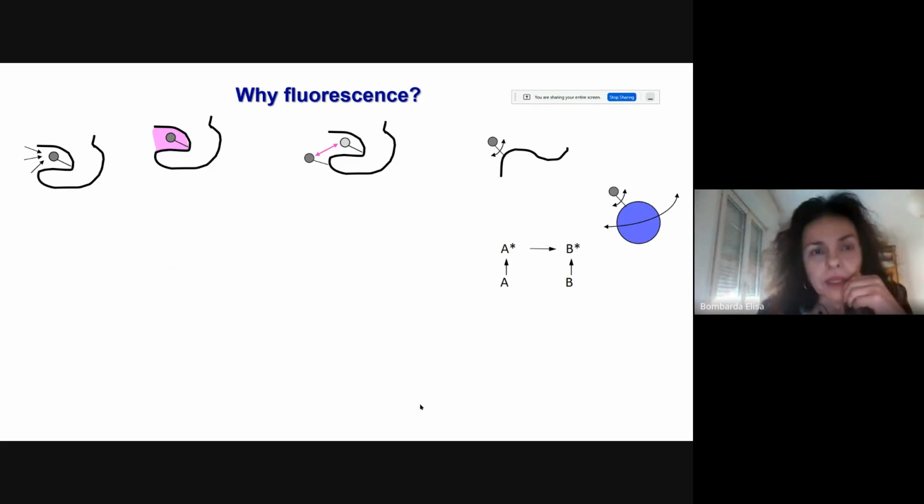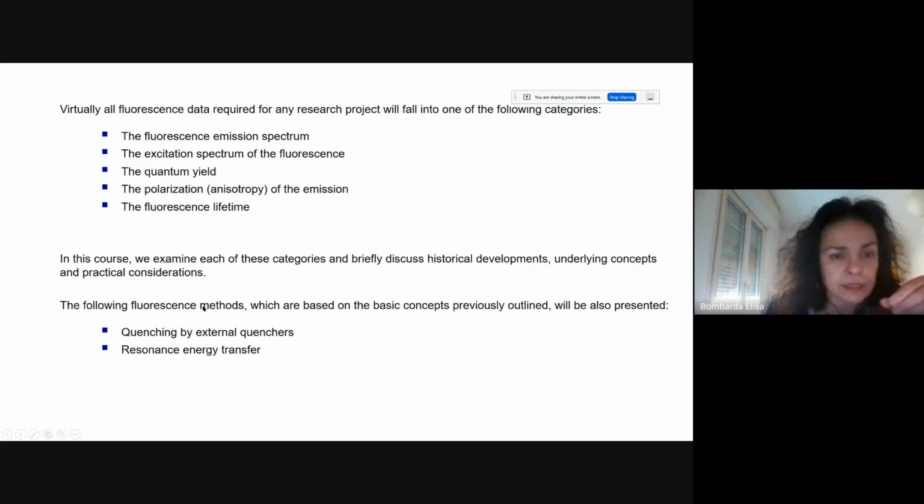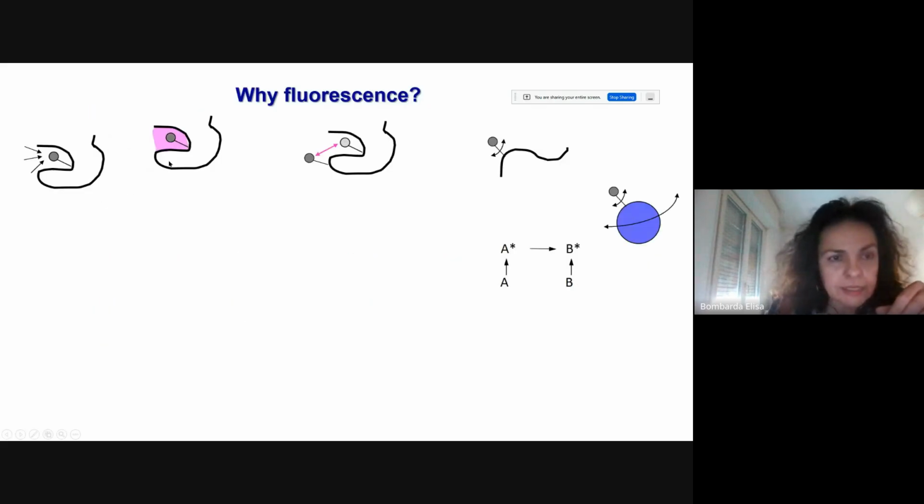Okay, then just shortly, why do we use fluorescence? Because fluorescence actually provides a lot of information. Here, just very schematically, a few of them. So let's say that this is our molecule, or it can be a protein or a nucleic acid, and this pin is the fluorophore.